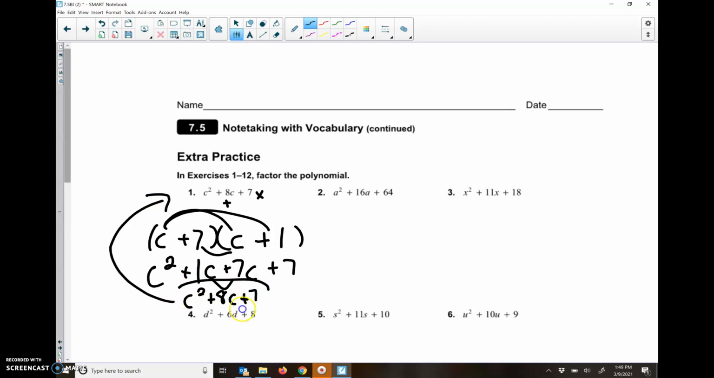Okay, so those are the same, like they should be. But this is going to be our answer here, the c plus 7 and the c plus 1. Okay, let's do another one, adding 1. So a squared plus 16a plus 64.